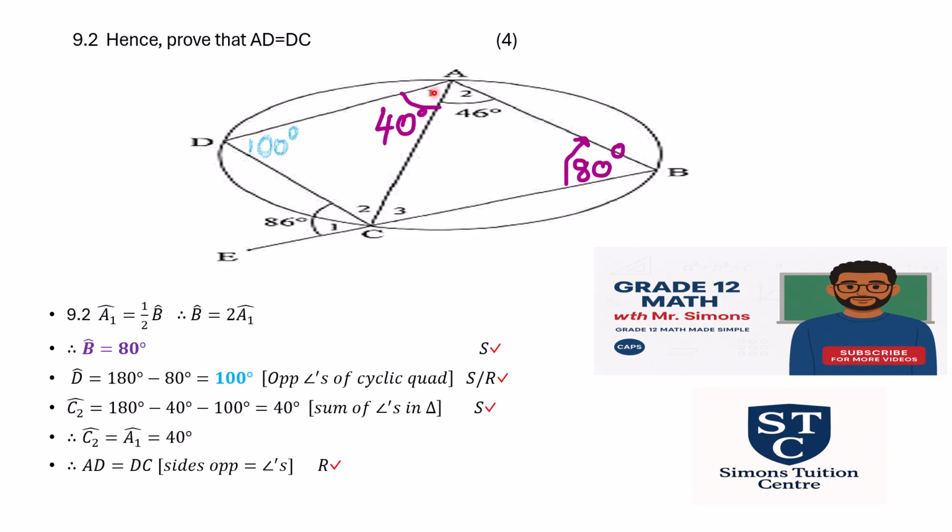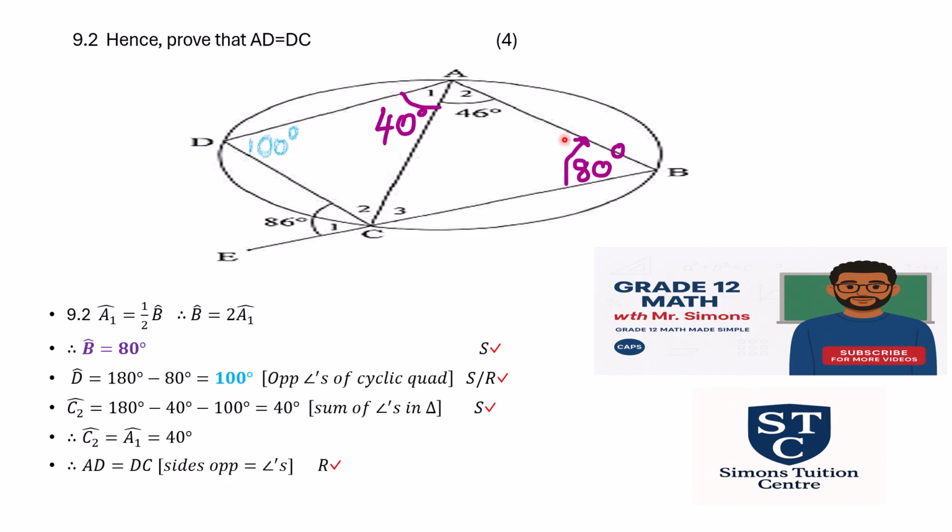A1 is 40. Alright, angle A1 is subtended by DC. Right, angle C2 here that we now confirmed is 40, subtended by AD. So AD subtends a 40 and DC subtends a 40. Right, so therefore we would say AD equal DC, and my reason, side opposite equal angles, meaning C2 equal A1 equal 40.